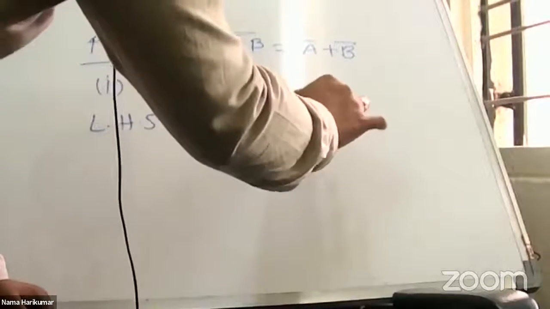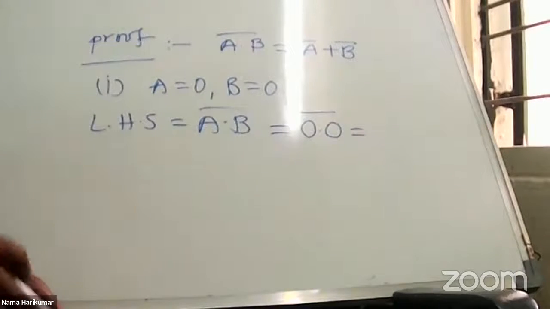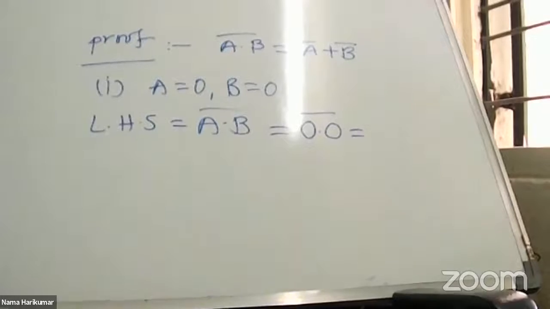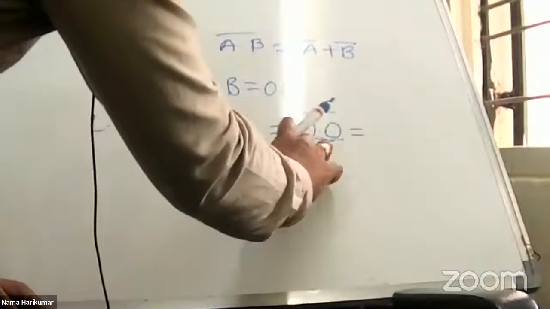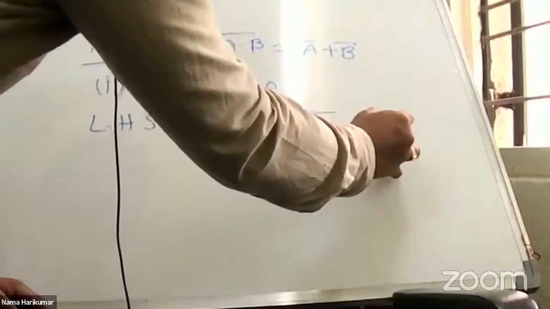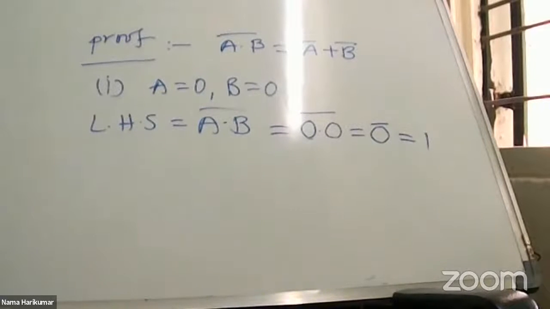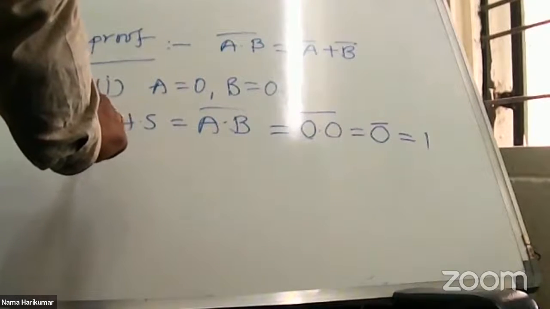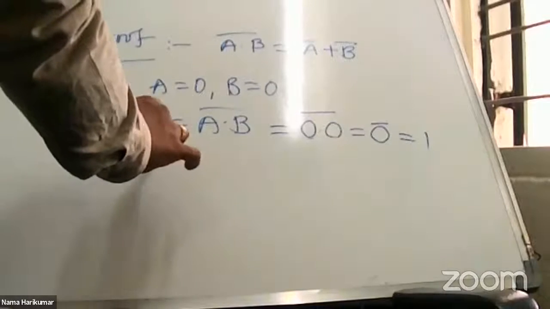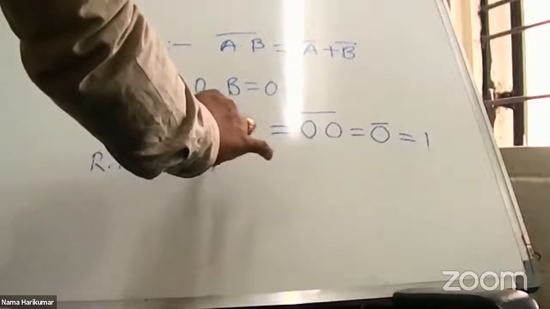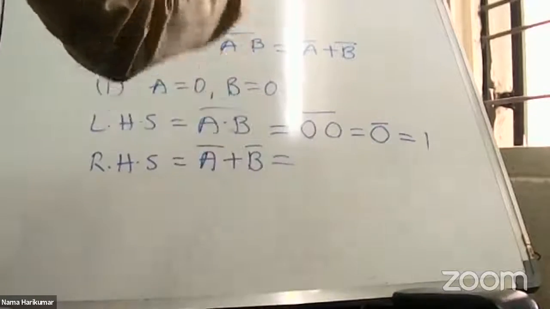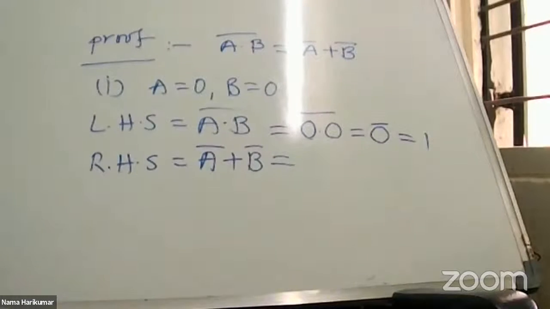First of all, we have to see the bracket value. So 0 into 0 is 0. After that, we put the complement. 0 complement is 1. This is the LHS value. Next is the RHS. The RHS is A complement plus B complement.